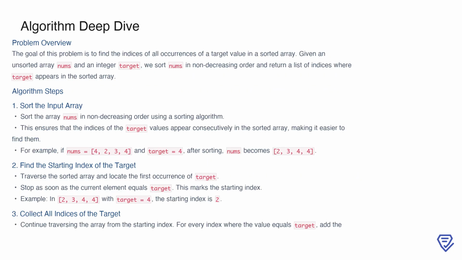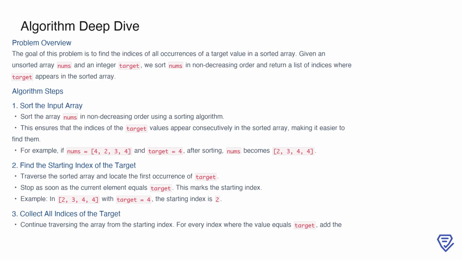The goal of this problem is to determine the indices of all occurrences of a specific target value within a sorted version of an input array. To achieve this, we first sort the unsorted array in non-decreasing order. This sorting step is crucial because it ensures that all the indices of the target value will be grouped together, making it easier to locate them.